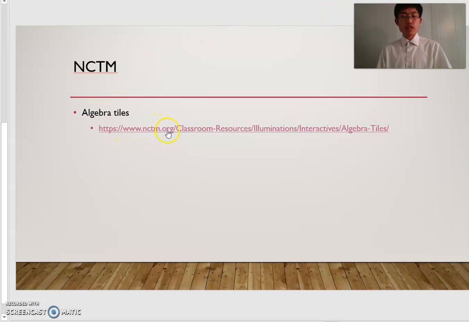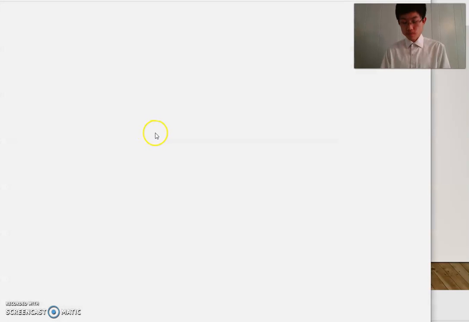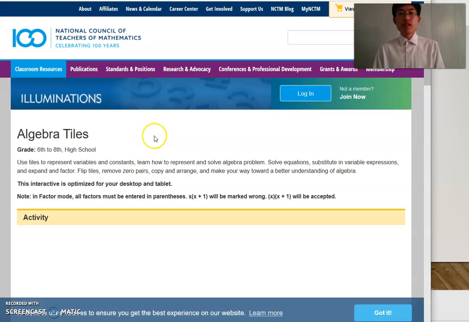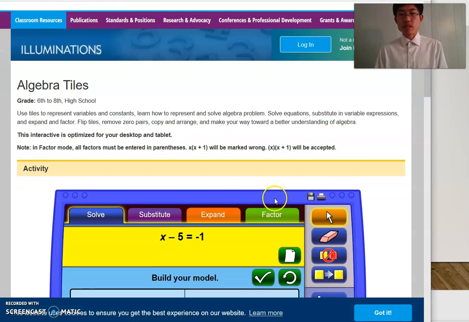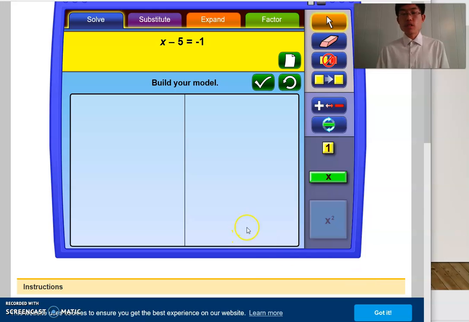NCTM, the National Council of Teachers of Mathematics, and we're going to use algebra tiles. Yep, this one is using algebra tiles. So just like the one I did on Math Playground, you have to model it first. X minus 5 equals negative 1. X minus 5 is on the left side, and it'll be in this box. And then negative 1 is on the right. It'll be in this box.